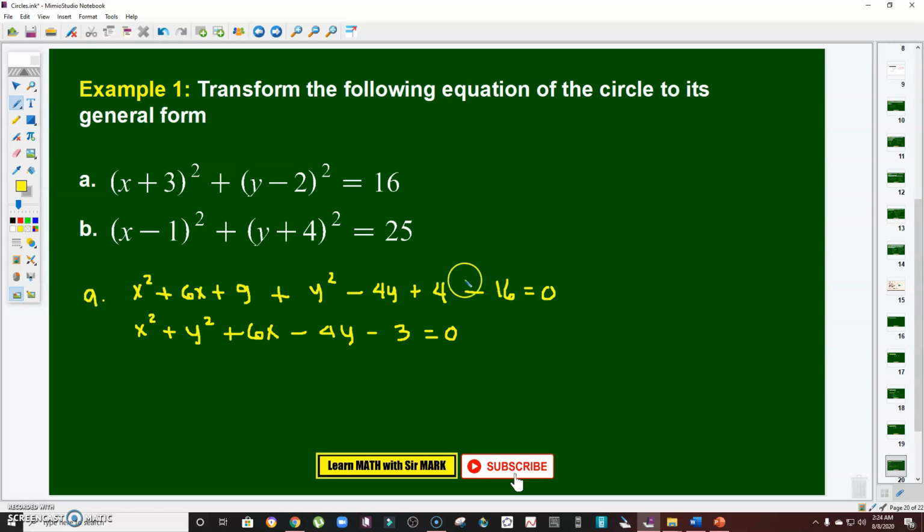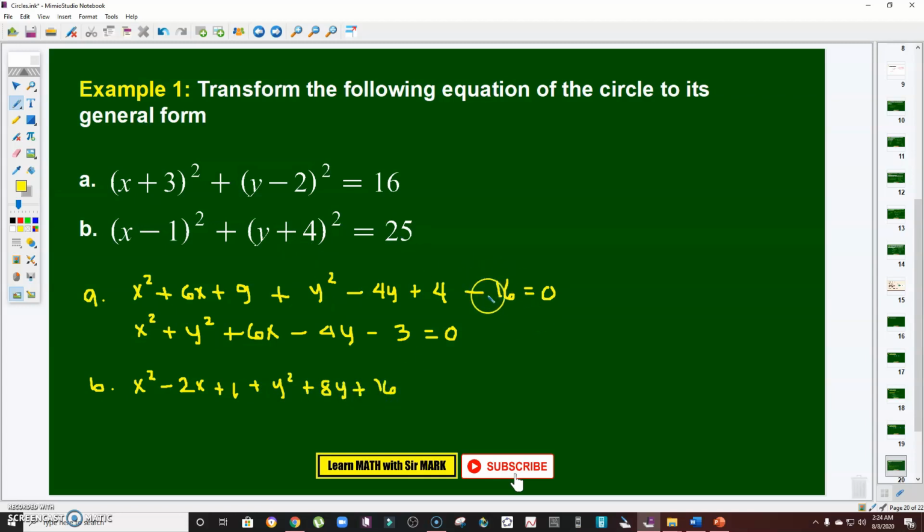Next. For letter B, same. All you have to do is expand. So that will be x squared. I multiply that times 2, so that will be negative 2x plus 1. Next, for this one, I square that, that will be y squared plus 4y times 2, that will be 8y plus 16.